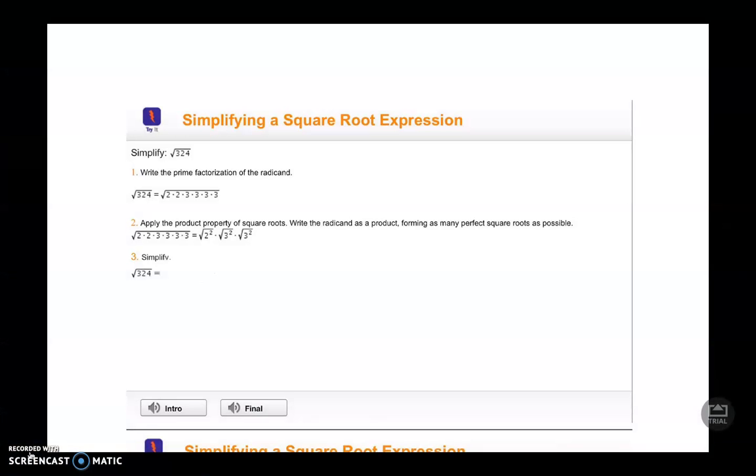Hi, we're going to go over the square root expression. So this is your lesson on the square root function. To begin with, we're going to remember how to simplify a square root. When we're simplifying a square root like the square root of 324, we're going to use the prime factorization of the radicand. Now the radicand, remember, is what is underneath the radical.